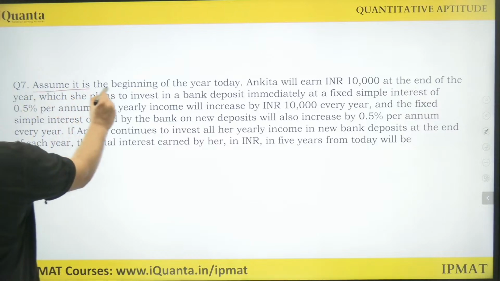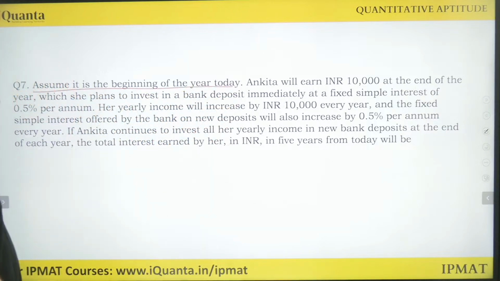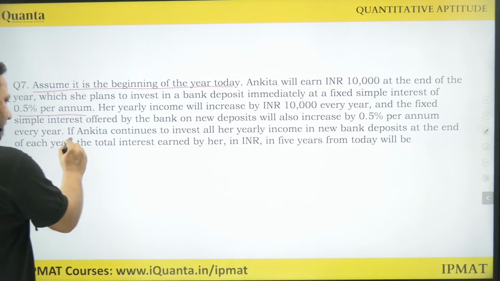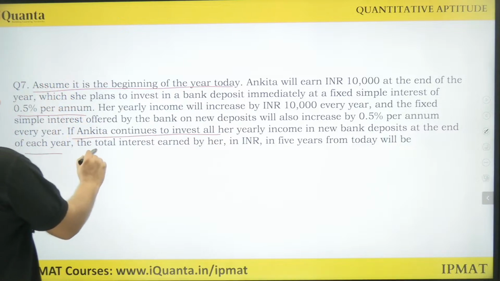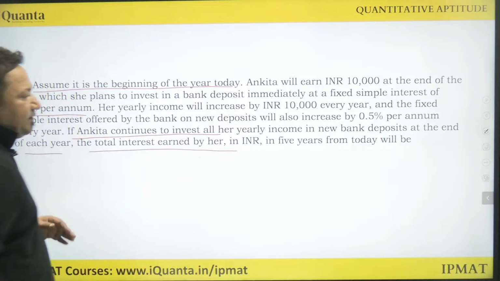Assume it is the beginning of the year today. Ankita will earn 10,000 at the end of the year, which she plans to invest in a bank deposit immediately at a fixed simple interest of 0.5% per annum. Her yearly income will increase by INR 10,000 every year, and the fixed simple interest offered by the bank on new deposits will also increase by 0.5% per annum every year. If Ankita continues to invest all her yearly income in new bank deposits at the end of each year, total interest earned by her in INR in 5 years from today will be what?